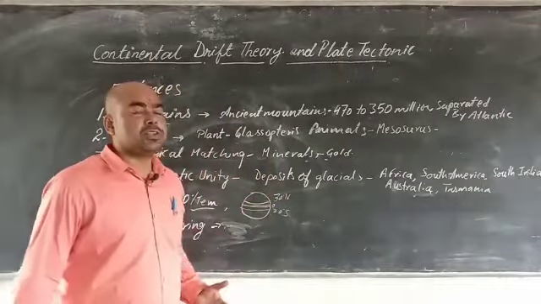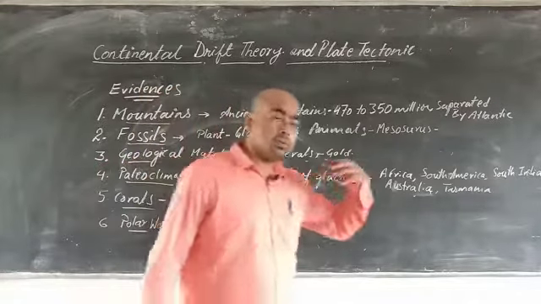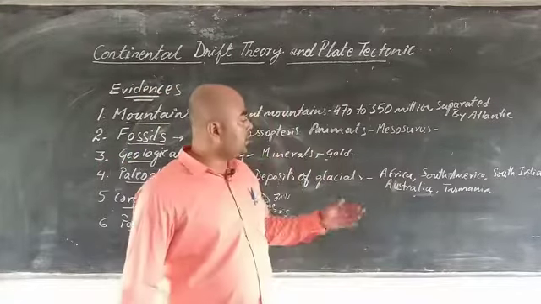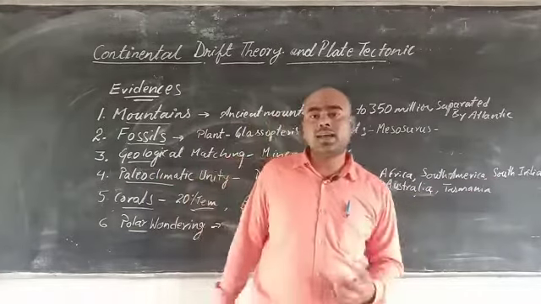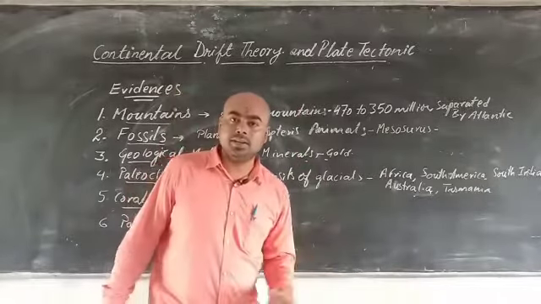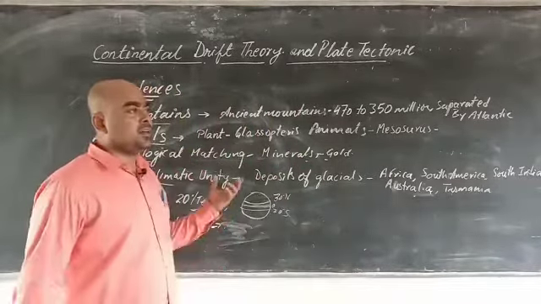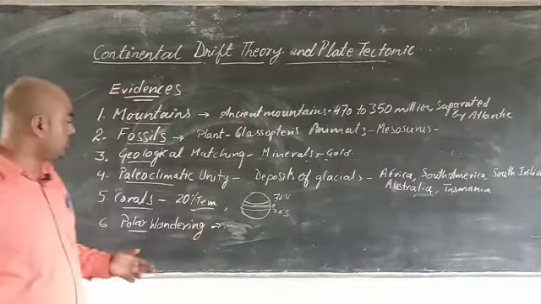Okay, and these glacial deposits are not only present in one place, they are present in almost all the continents, like Africa, South America, South India, Australia and the Tasmanian Islands. So these glacial deposits are present in all the continents. So this proves that the earth was together once and now they are separated from each other.